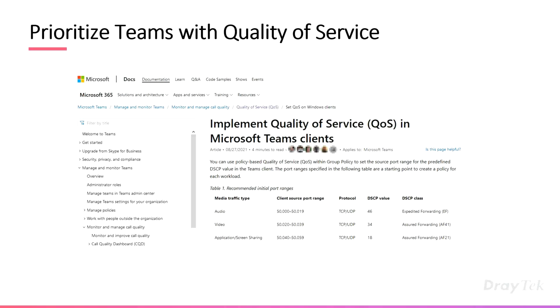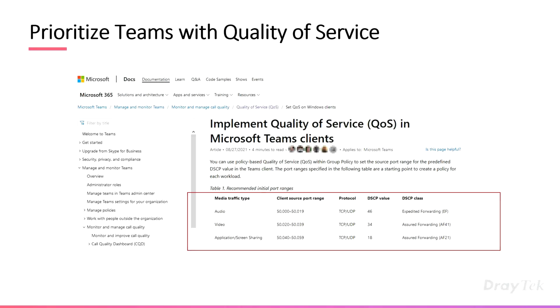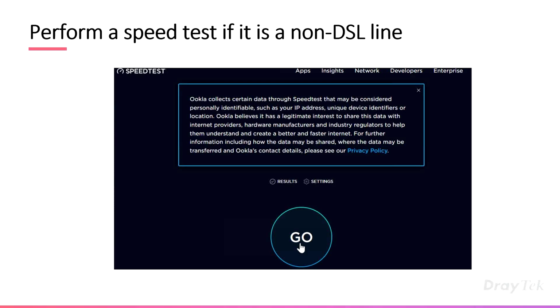Let's have a look at some Microsoft documentation about how to prioritize Teams. They recommend that the audio, video, and application sharing have different DSCP classes, and also they use different TCP and UDP ports. All these must be translated onto the router's configuration. So let's have a look at how we do this.